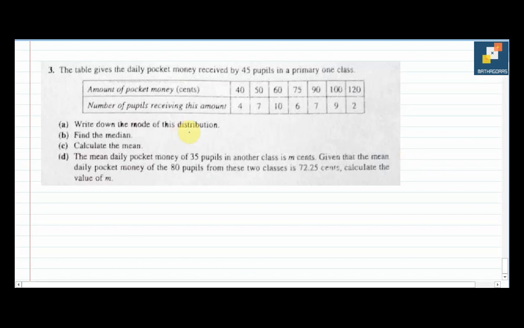So mode is quite easy. It is the one with the highest frequency. The highest frequency we have is 10, right? The highest frequency is 10. That means the mode is 60. That is your first answer.